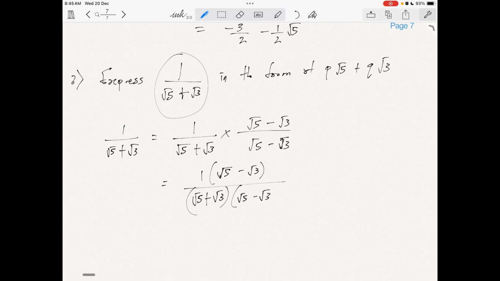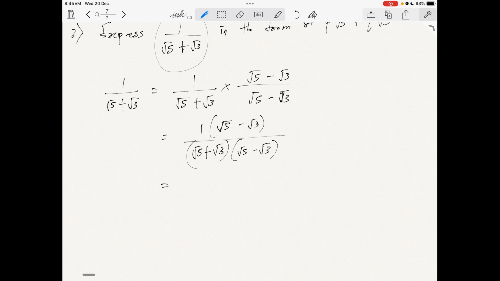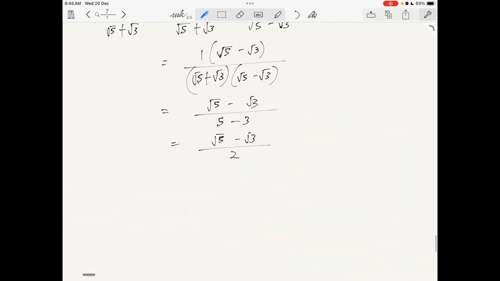Okay, so then all we have to do is multiply out, so root 5 minus root 3 divided by root 5 multiplied by root 5, and all these things. So I want to skip that step now, and our denominator will be 5 minus 3, and that will give us root 5 minus root 3 divided by 2. So if we divide further, we have root 5 over 2 minus root 3 over 2. So I skip this step here.